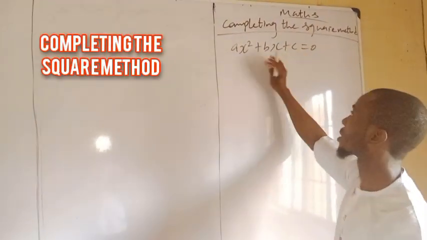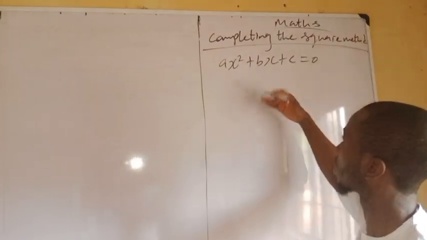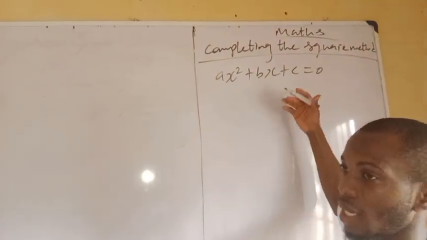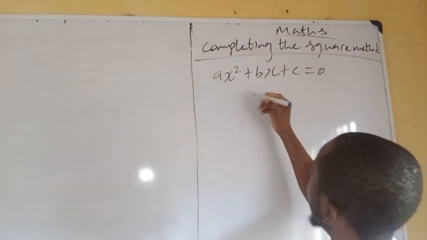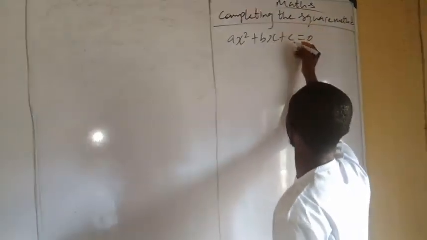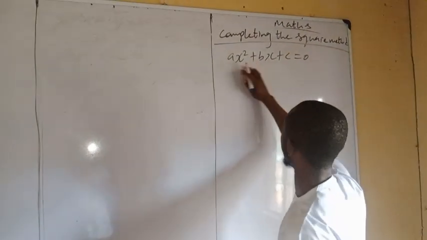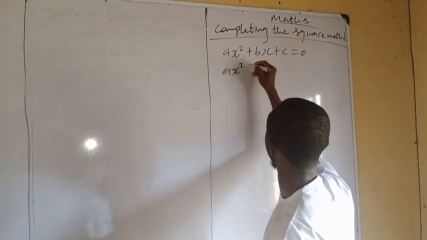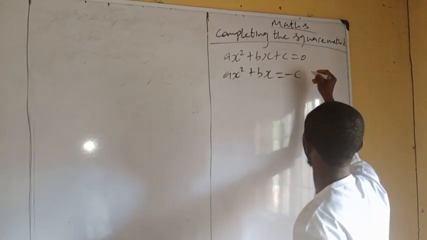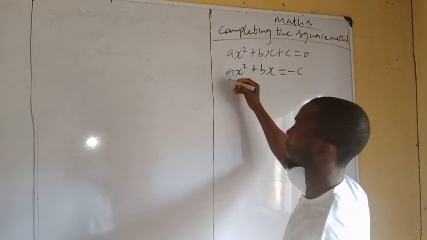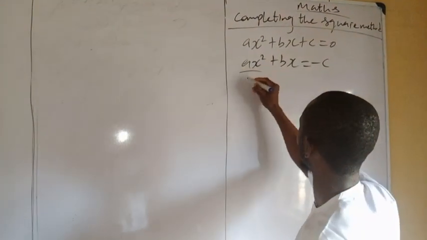Completing the square method. This is a quadratic equation, so we want to show how we can use the completing the square method to solve this kind of problem. So we take the constant c to the right hand side. This is the equation. The first step, you take the constant c to the right hand side, it becomes minus c. Then second step, you divide everything.